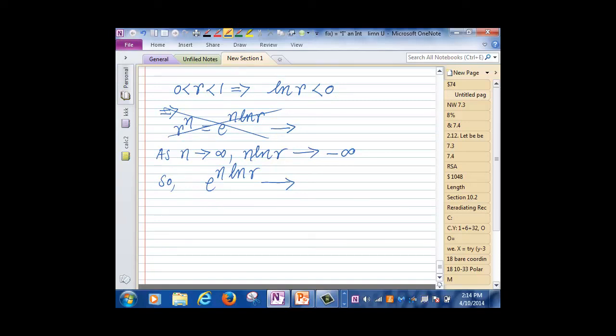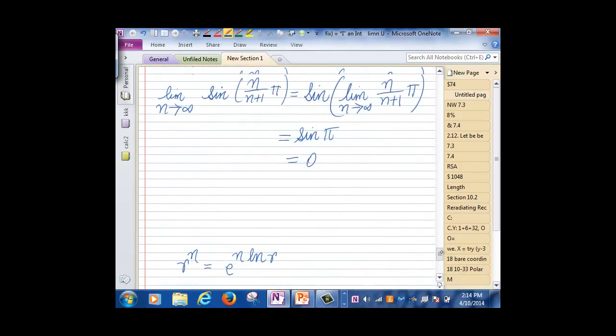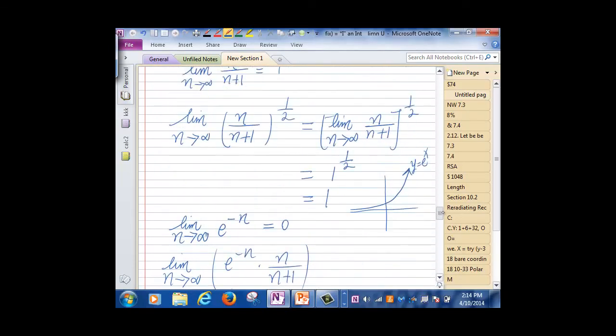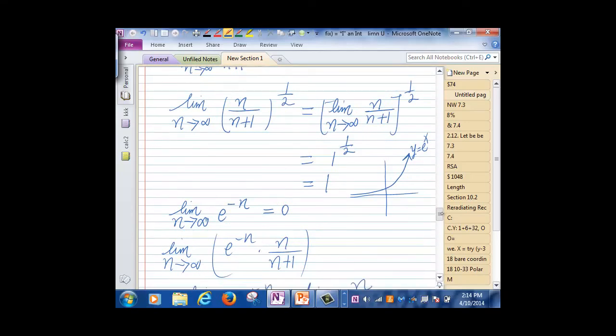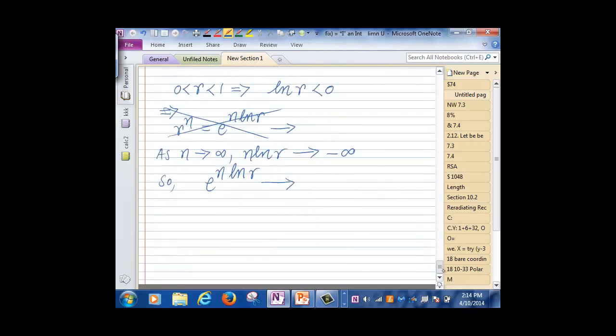E to the x, remember the graph of e to the x. I think I drew the graph of e to the x right here, right? That's the graph of e to the x. When the exponent x goes to negative infinity, e to the x goes to 0. So this guy would go to 0, which means r to the n goes to 0, right?